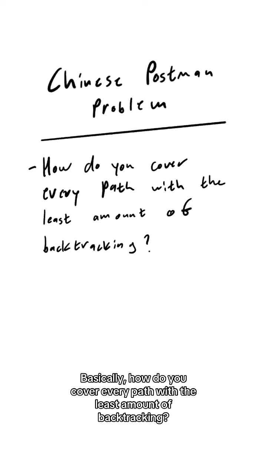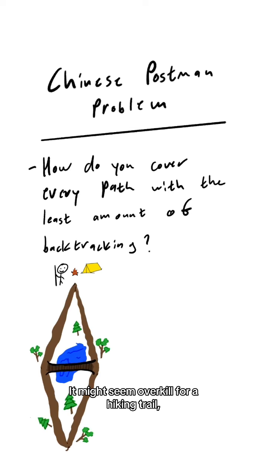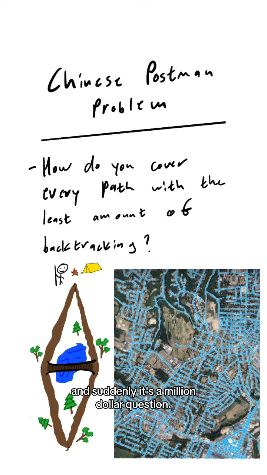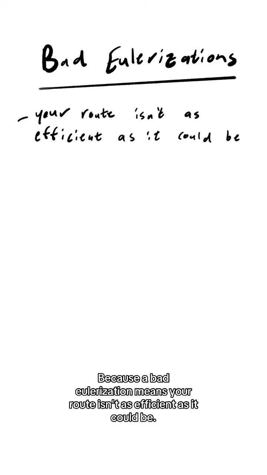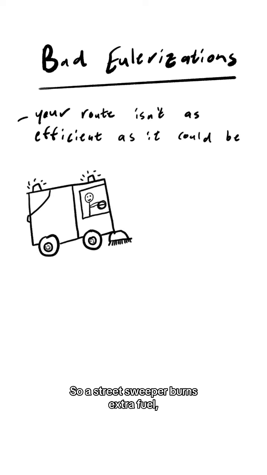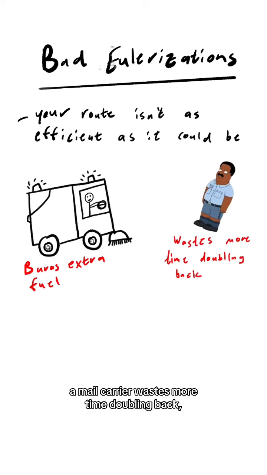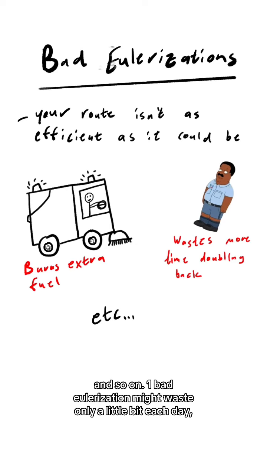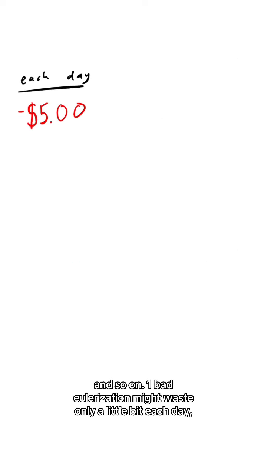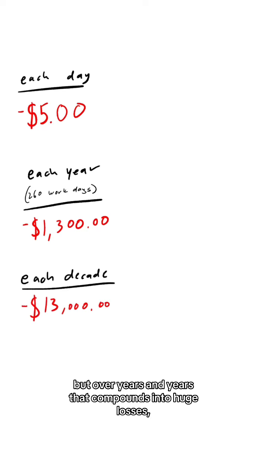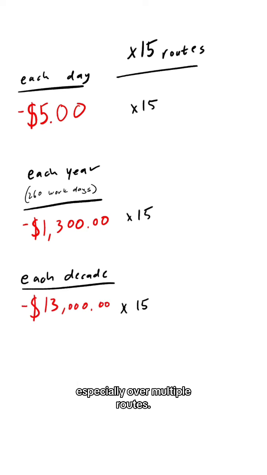This idea is part of a well-studied concept in management science called the Chinese postman problem. Basically, how do you cover every path with the least amount of backtracking? It might seem overkill for a hiking trail, but scale this up to entire neighborhoods or cities, and suddenly it's a $1 million question. Because a bad Eulerization means your route isn't as efficient as it could be. So a street sweeper burns extra fuel, a mail carrier wastes more time doubling back, and so on. One bad Eulerization might waste only a little bit each day, but over years and years that compounds into huge losses, especially over multiple routes.